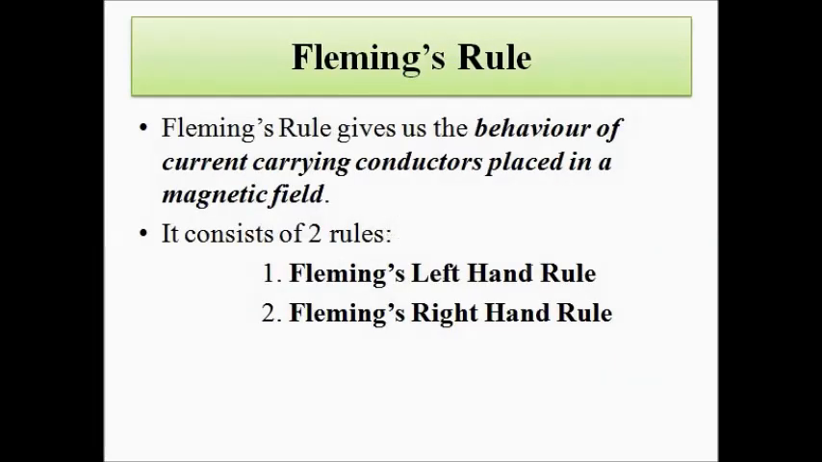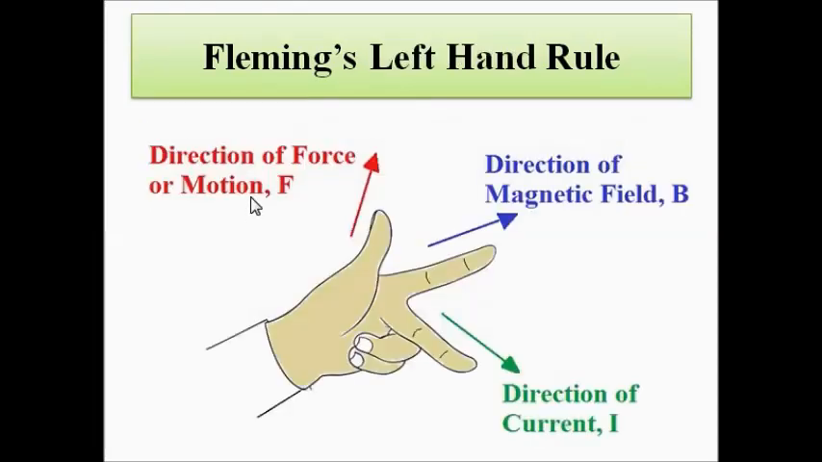That is, it consists of two rules, Fleming's left hand and right hand rule. What it says is that the direction of the motion of the conductor, the direction of the magnetic field or flux, and the direction of current are in mutually perpendicular directions, at 90 degree angles with respect to each other. Just like you can imagine the x, y, and z axis. So the direction of motion, the movement of the conductor, the direction of the magnetic field, and the direction of the current will be in three mutually perpendicular directions at 90 degree angles with respect to each other.